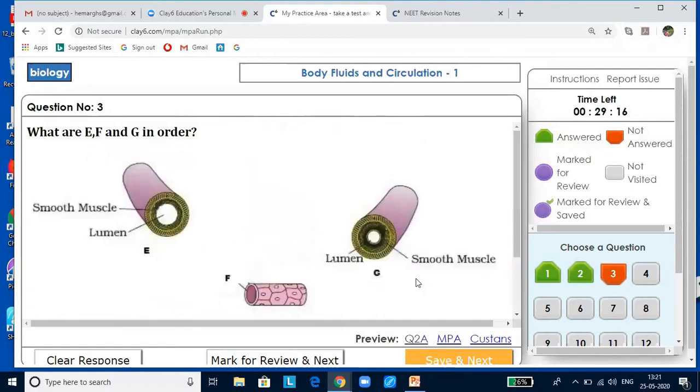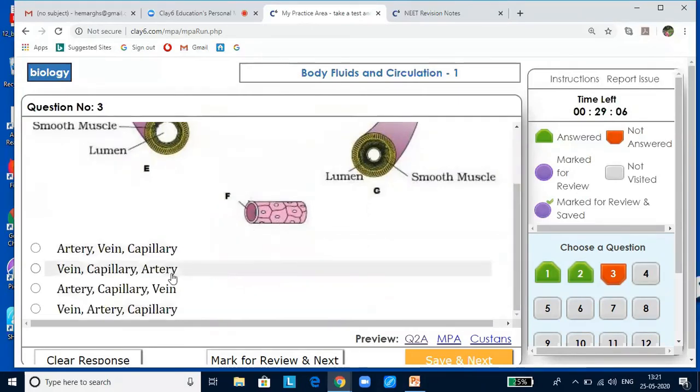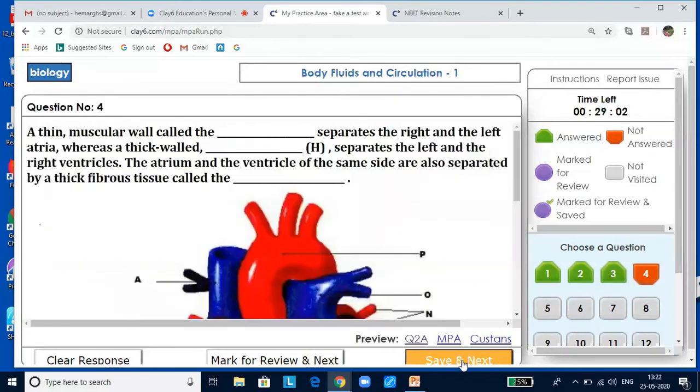What are E, F, and G in the order? So E is a vein. So it is vein, capillary, artery.